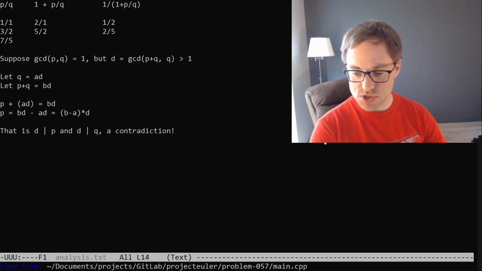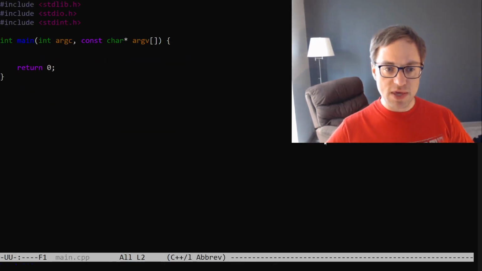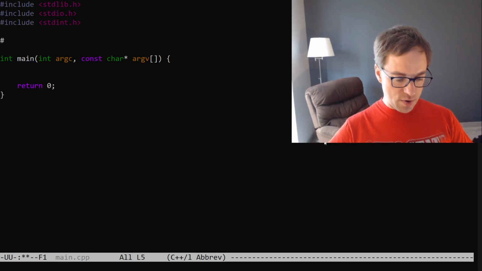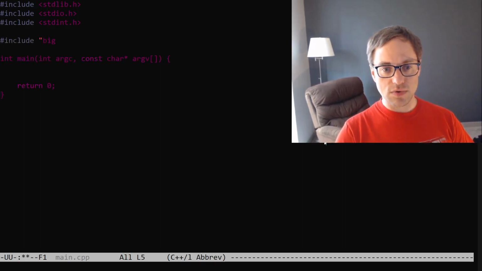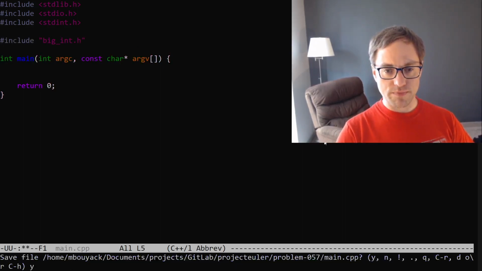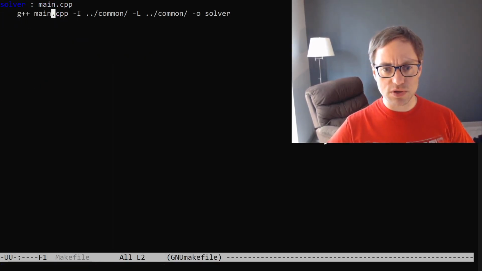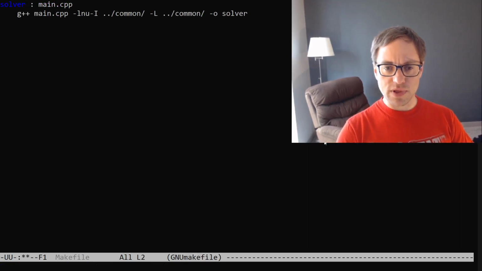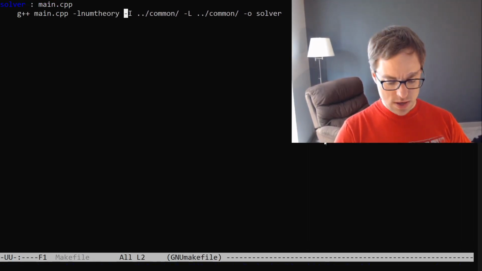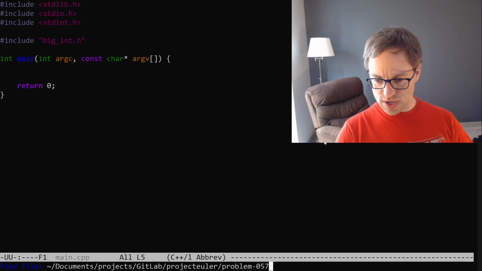So we'll go back over to our main.cpp, and we're going to need to include our BigInt. So we'll say include BigInt.h. We'll modify our makefile to include our number theory library. And let's just take a look at that big integer class real quick.